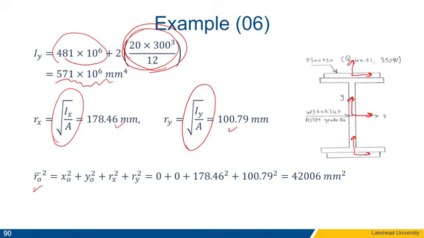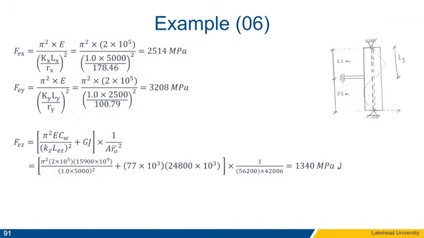So you will find me going a little bit faster in the following part because we literally did that before. Okay? So we will start by calculating FEX, FEY, and FEZ, because FE is just the minimum of those values. So we have the equation of FEX, which is pi squared multiplied by E divided by KL over R, all squared. So we have pi, the modulus of elasticity of the steel, which is a constant equal to 2 by 10 to the power 5. K is equal to 1 because we have a pinned column.